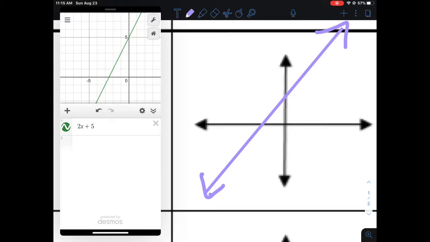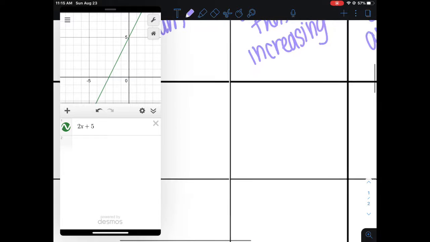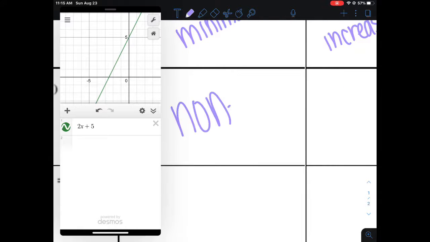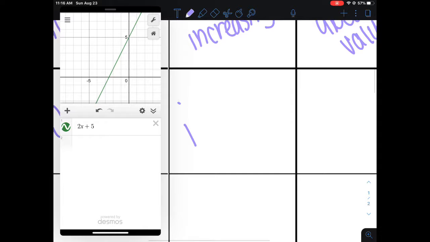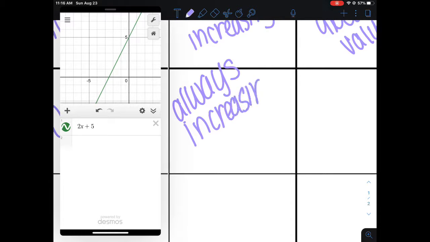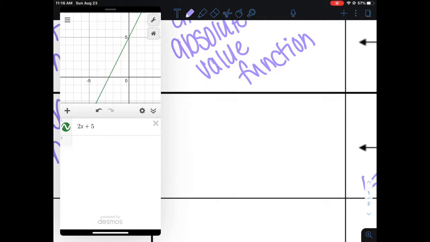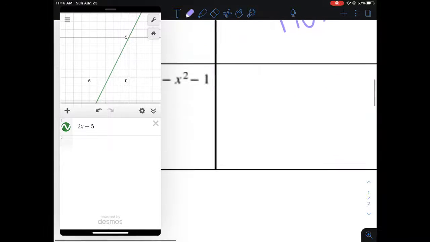Well, no, we do not. I'm always going up in the one direction, always going down in the other direction. So we have none. And then is our graph increasing from left to right or decreasing? So if you look at the green graph that's shown on my screen, I am increasing from left to right. So always increasing. Which type of function is this? This is just a straight line. So we have a linear function.